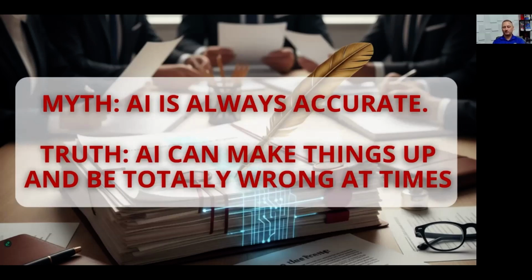Myth: AI is always accurate. The truth is AI can make things up and can be totally wrong at times. It's getting better as these models improve, but I'm still finding that some of these things have nothing to do with what I talked about. So it's always good that you check your work. Don't let it just give you an answer and you just take it.